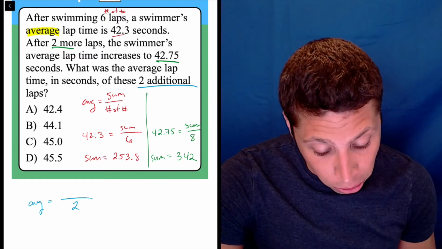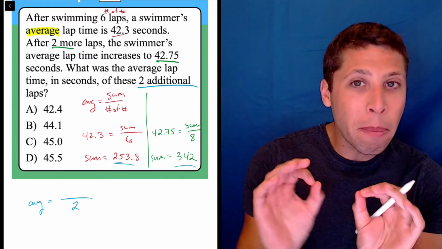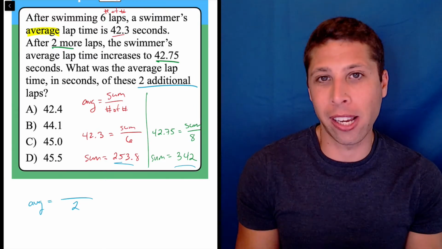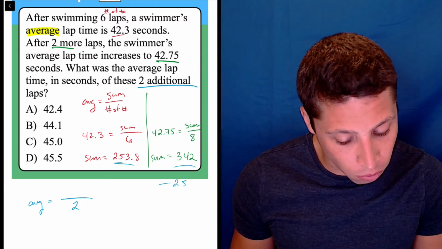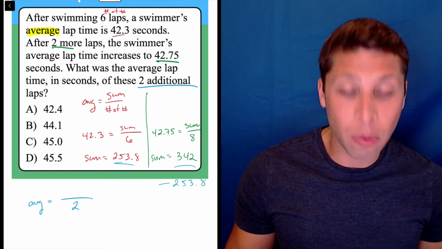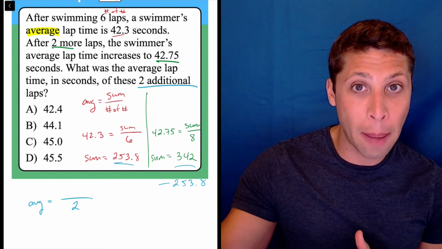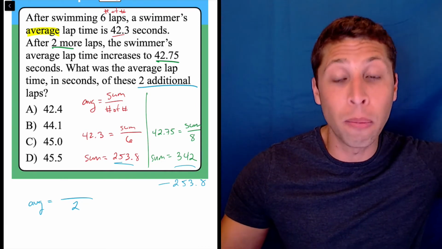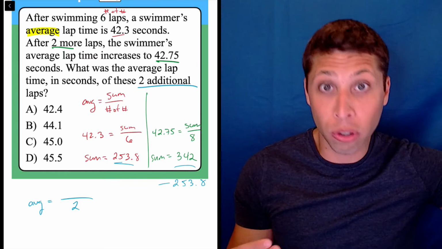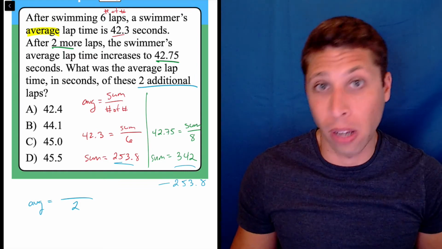And we have other sums from before. And if we think about it just a little bit, hopefully we can recognize that we're going to need to subtract these two numbers, 342 minus 253.8. Basically what's happening is we're saying, okay, the 6 laps got me this much, another 2 laps got me this, or another 2 laps added in more seconds. What's the difference? What did those 2 laps add in terms of a total number of seconds?